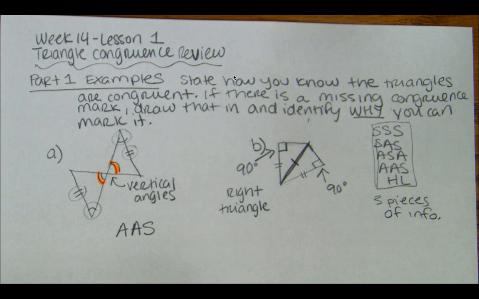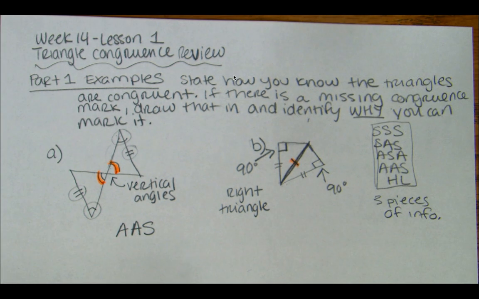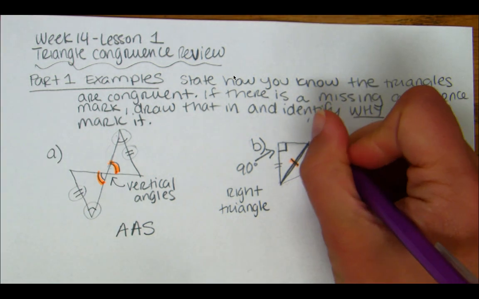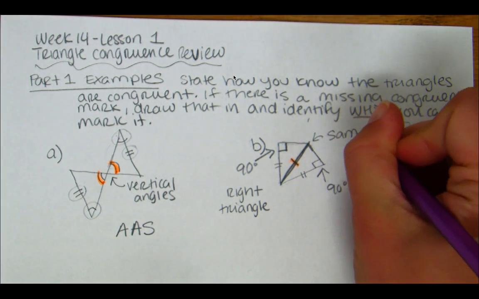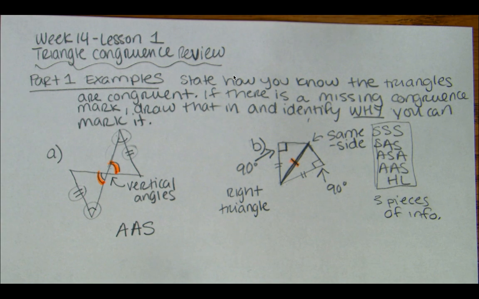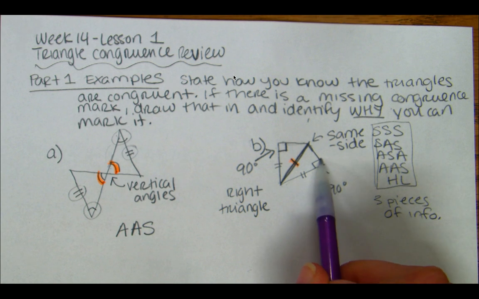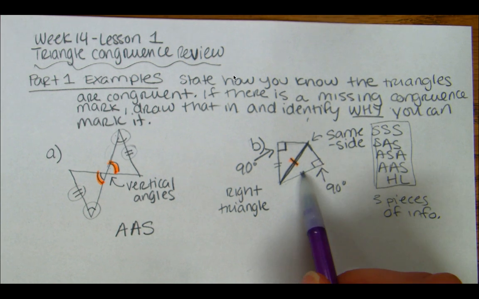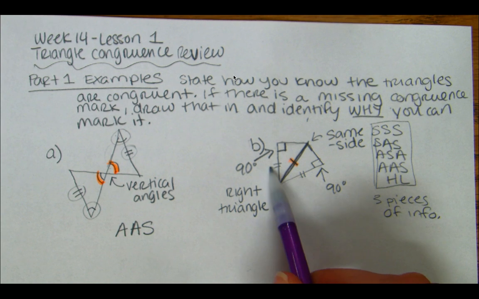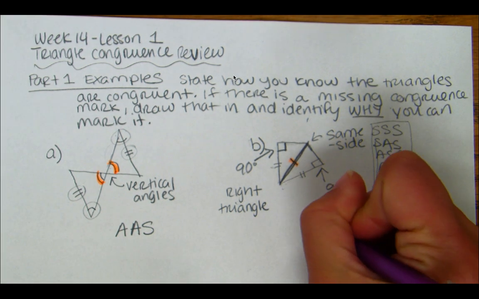So identifying why I can mark this, that's the first thing, right? I can say that this is the same side. Both triangles share the same side. So now I can notice, okay, this is a right triangle. That's one piece of information I know. A second piece of information I know is that there are two legs that are congruent and their hypotenuse is congruent. So I can say that this is hypotenuse, leg.